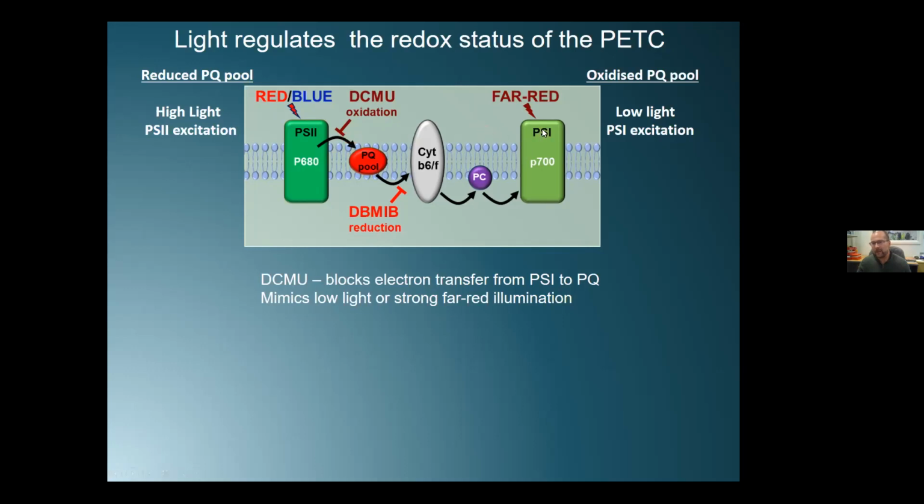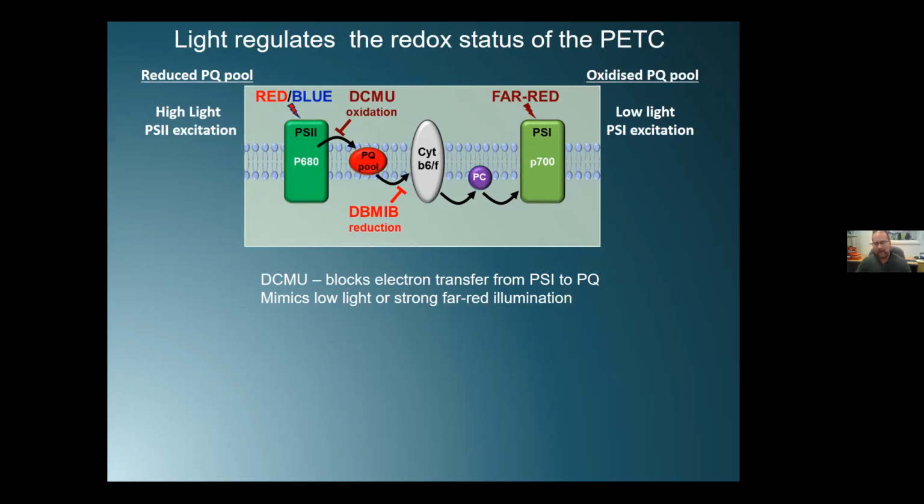So you get cyclic electron transport, but you're basically not replenishing your electrons to the plastoquinone pool, so it becomes oxidized. And actually, the plastoquinone pool is quite a good indicator of environmental conditions. So if you look at the redox status, it's quite a good indication of whether you've got high light, low light, or enrichment in far red.